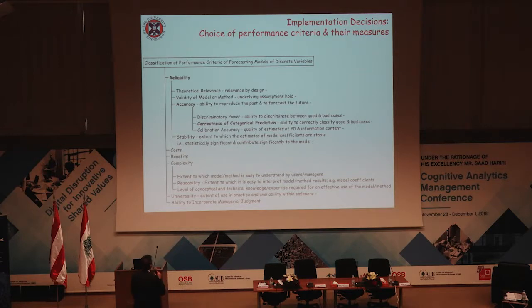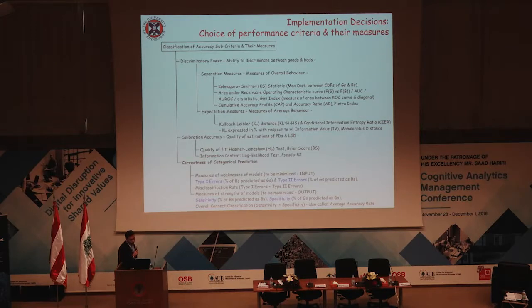There are basically criteria called reliability, costs, benefits, complexity, universality, and ability to incorporate managerial judgment. In terms of reliability, we have a number of sub-criteria: theoretical relevance or relevance by design, validity of the model or method, accuracy, and stability. For the sake of the empirical part here, I am going for accuracy. Measures for accuracy are divided into three main categories: discriminatory power, calibration accuracy, and correctness of categorical prediction. In this specific research, I'm focusing on the correctness of categorical prediction, and to be more specific, I'm choosing type 1 and type 2 errors, sensitivity and specificity as the relevant measures used to judge the models, but also to optimize the choice of the parameters of the cutoff score.